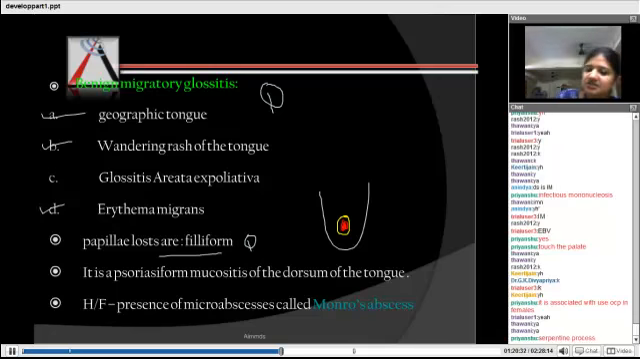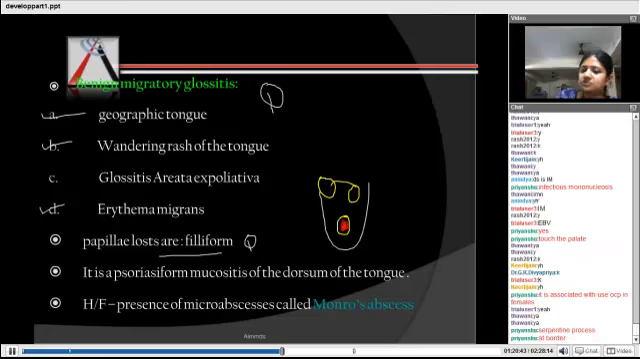That is how these lesions appear, and they just keep changing their place, just keep changing positions. If it's found once here, it would be found elsewhere, and from here it could move there, and that's how these usually happen. Important for you is this filiform papillae that are lost, and it also has a psoriasiform, it is a psoriasiform mucositis. Now there is this term called psoriasiform that I want you to get familiarized with. Not there in your keynotes, so please make a mention of it.